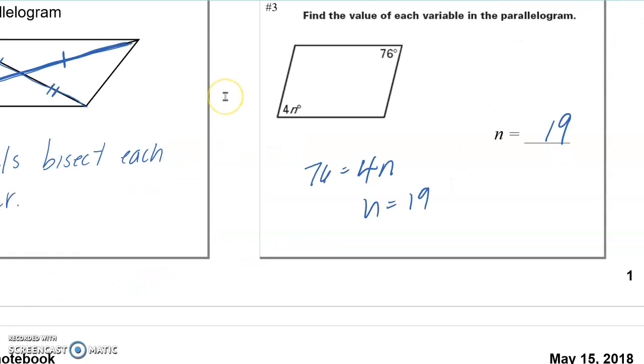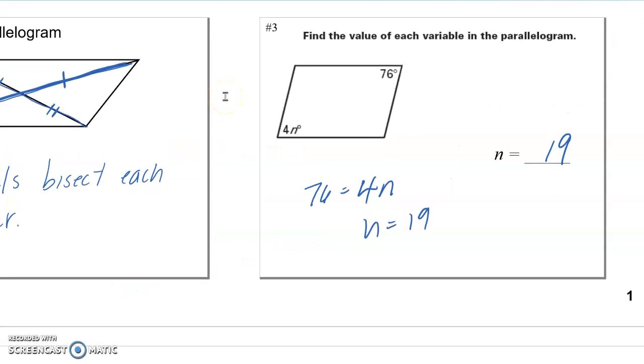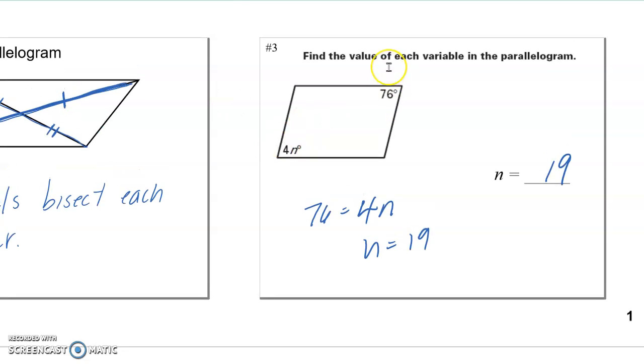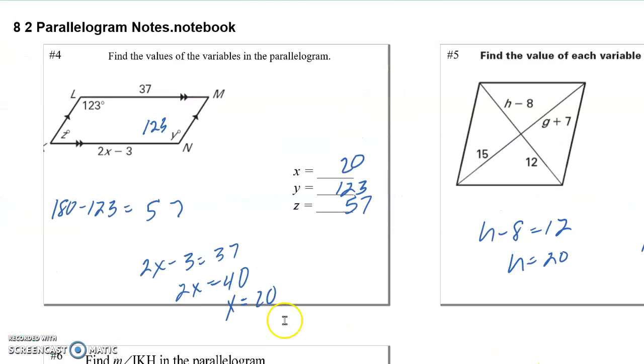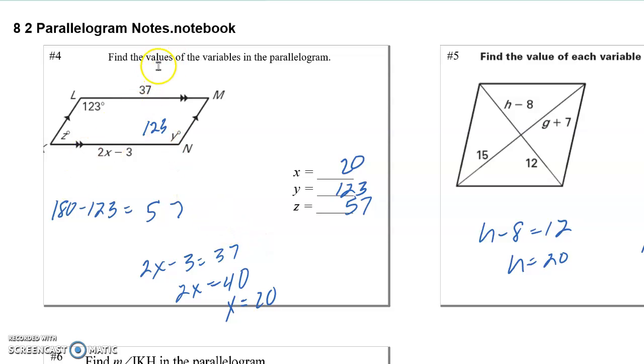All right, in the first one, we're going to use the rule that opposite angles are congruent. So 76 equals 4n. In number 4, we're going to use a couple of properties. Opposite sides are congruent, so right here I'm going to set 2x minus 3 equal to 37 and solve. I'm going to go back to the fact that opposite angles are congruent, so I know y is 123. And now I need to use that these are consecutive, meaning next to each other, so I'm going to set them equal to 180.